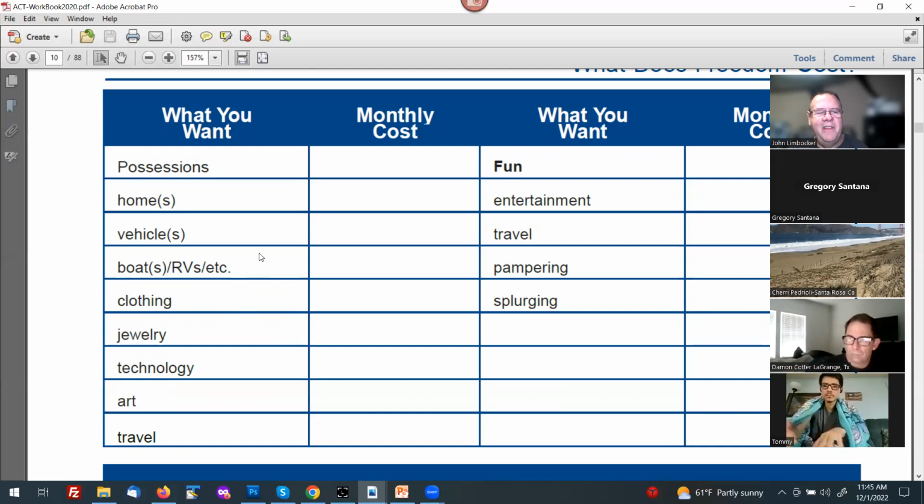And basically everything you need to put a cost down. Just break it into what would that cost per month? And you're trying to just come up with a figure. How much per month would you spend on entertainment? How much on travel? How much on pampering? How much on splurging? How much on clothes, boats, vehicles, homes? Just throw numbers down there. And it's okay if they're outrageous.